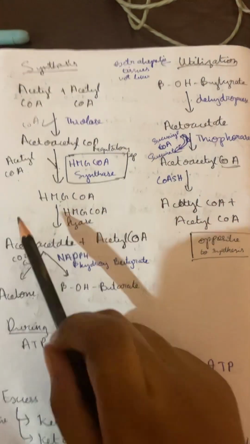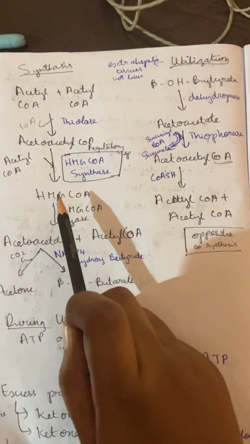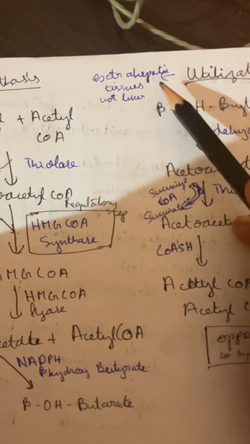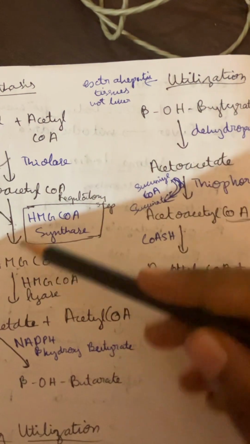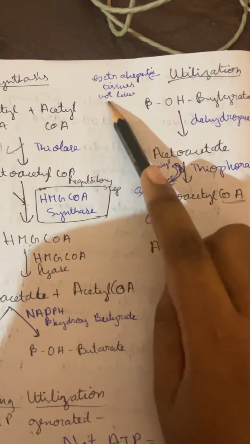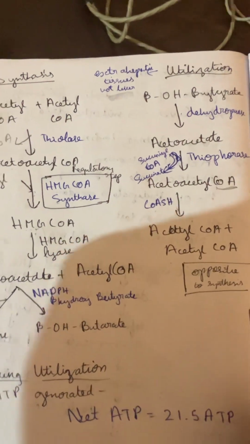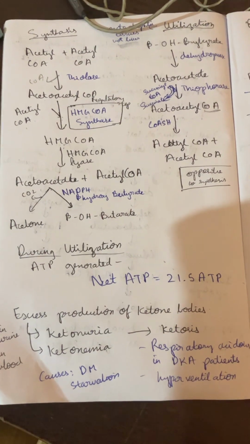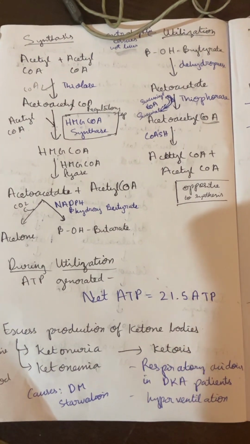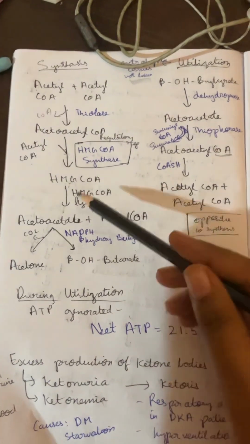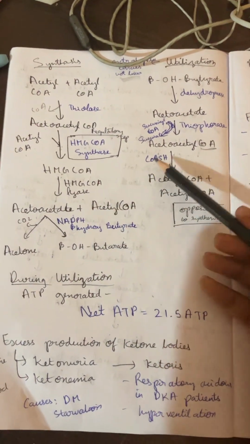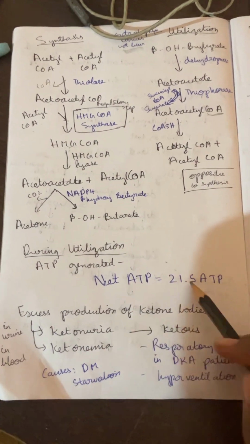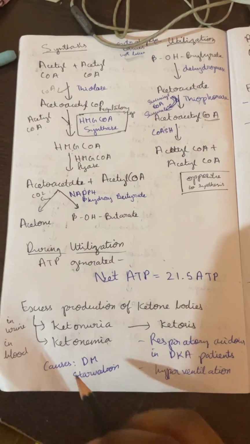And this synthesis, we told that it takes place in the mitochondria of liver, but here this is in the extrahepatic tissue, outside. Extrahepatic means outside the liver, not inside the liver. Utilization does not take place in liver. That we have to remember. Important point. And during utilization, ATP is generated. Net ATP is 21.5 ATP. All this we have to calculate, NADH from here, from CoASH, all that we have to do. I didn't do that. So final thing is net ATP is 21.5 ATP.